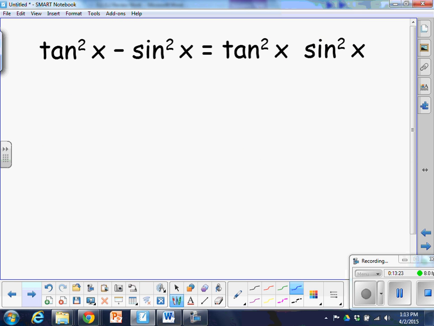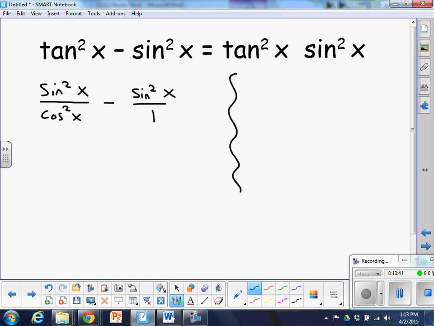Okay, this one, again, both sides kind of look similar. One has a subtraction sign in the middle, so let's start with that side. Let's go sines and cosines. So sine squared x over cosine squared x, and this one, sine squared x over 1. So we'll do similar to the first couple problems where we need a common denominator. Let's make it cosine squared. So this term over here needs to get multiplied top and bottom by cosine squared.